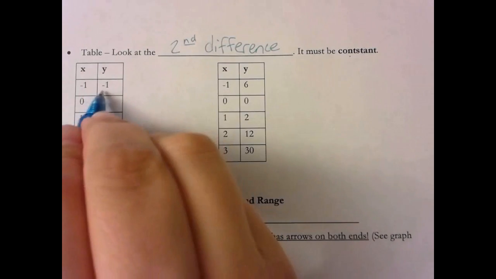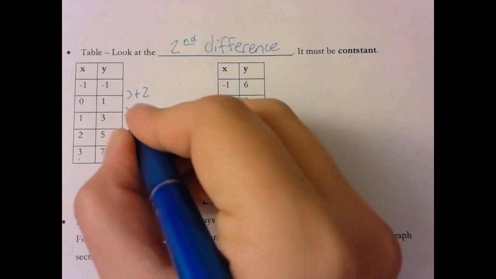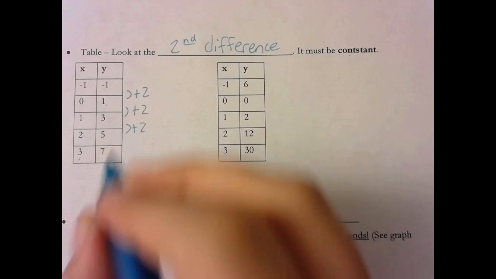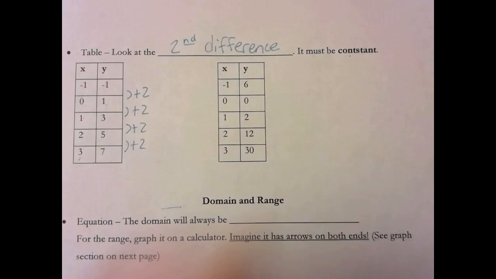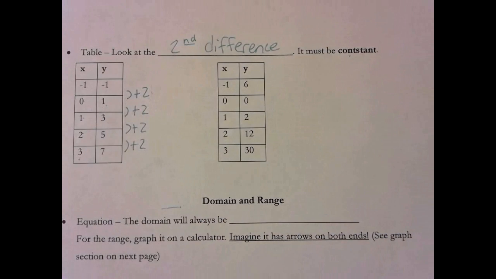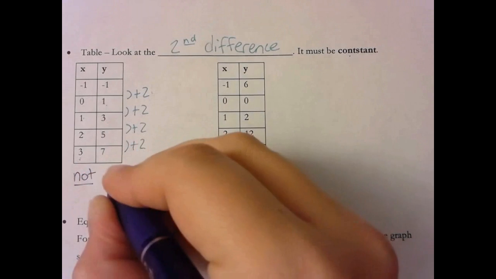Okay, then we can look at our y's. Going from -1 to +1, we have to add 2. Go from 1 to 3, we add 2. 3 to 5, add 2. 5 to 7, add 2. We call this our first difference. So since our first difference is constant, same number, this is not quadratic.